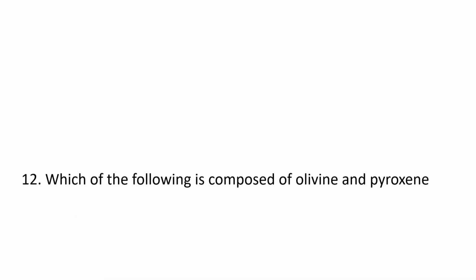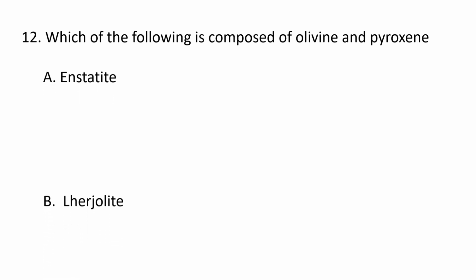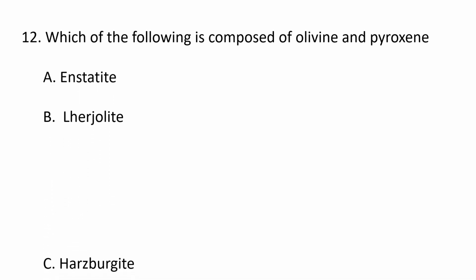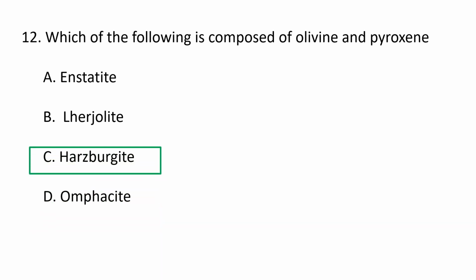Next question. Which of the following is composed of olivine and pyroxene? A. Enstatite, B. Lherzolite, C. Harzburgite, and D. Omphacite. So which is composed of olivine and pyroxene is Harzburgite. Harzburgite is an ultramafic igneous rock and it is a variety of peridotite consisting mostly of the two minerals olivine and low calcium pyroxene, that's also known as enstatite, and it is named for the occurrence in the Harz mountains of Germany. That's why it has got its name.